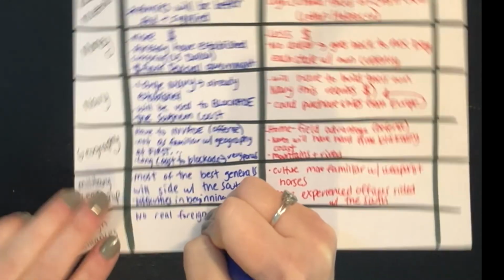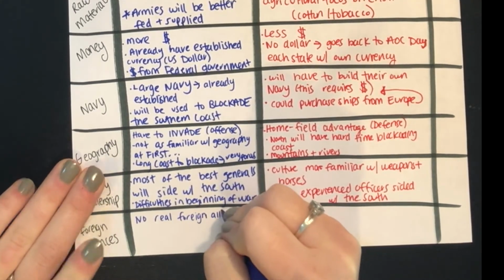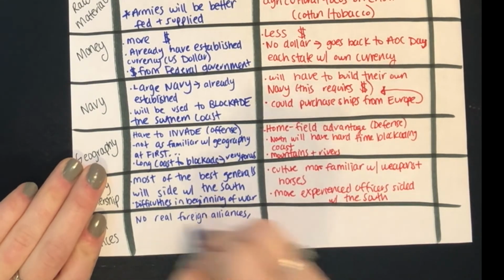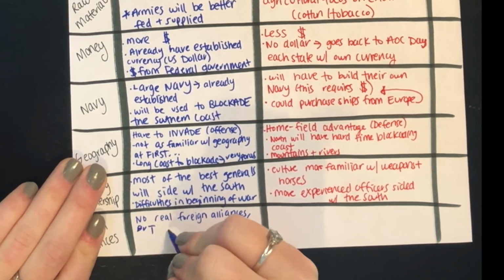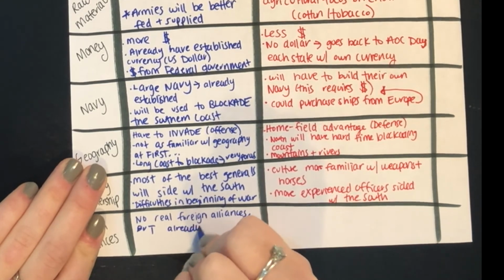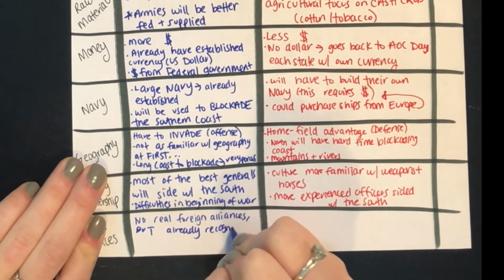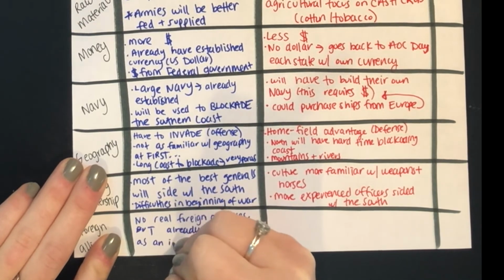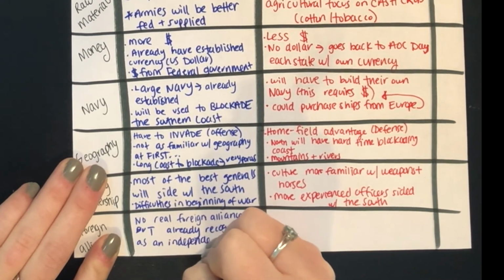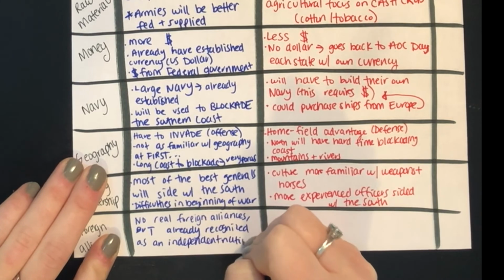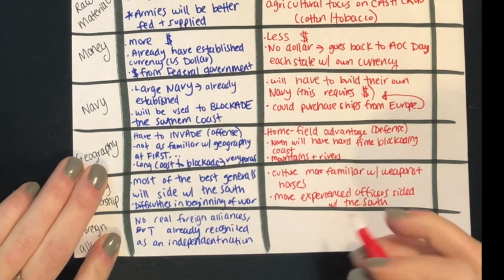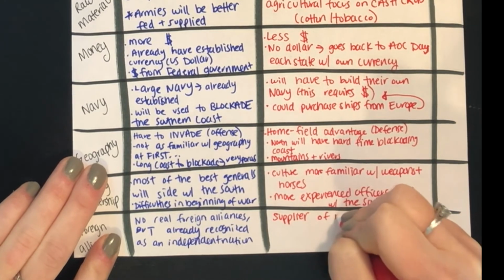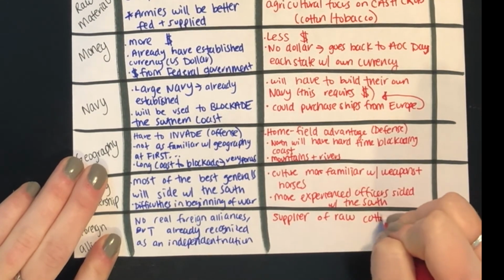Okay, so last, foreign alliances. The North does not have any real foreign alliances. For example, Great Britain or France didn't specifically say they were going to support the North in the beginning of the war. But one thing they have going for them is that they are already recognized as an independent nation. This reminds me of when the Patriots were trying to get aid from France in the Revolutionary War. It took the Battle of Saratoga to be a main turning point for France to be like, okay, these guys are legit enough for us to back them.